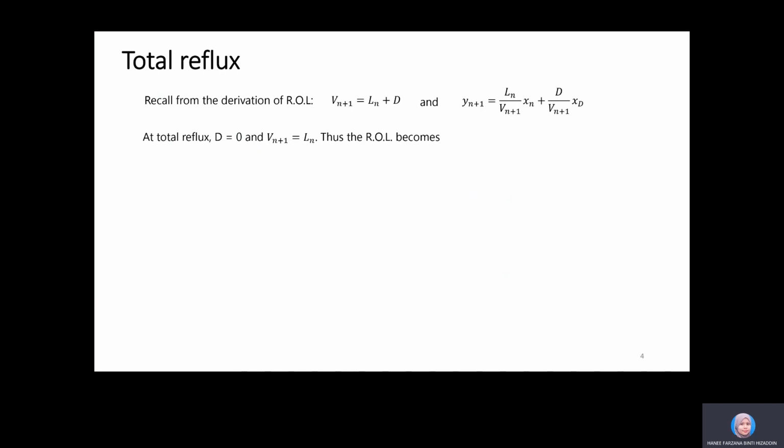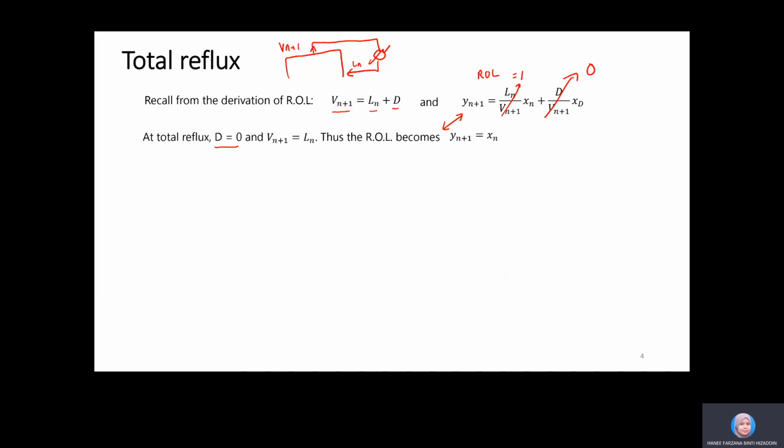Let's recall the derivation of the ROL from the material balance equation. At the top of the column we have V_{n+1}, then L_n, and then D. From material balance, V_{n+1} equals L_n plus D, and from the ROL, you have this equation. This is just from the component material balance and the overall material balance. So what happens at total reflux? When D equals 0, V_{n+1} must be equal to L_n, because now we don't have the D here. So V_{n+1} equals L_n. Thus, this ROL becomes just y_{n+1} equals x_n, because this term is 0, and L_n and V_n are the same, so this ratio is just equal to 1.